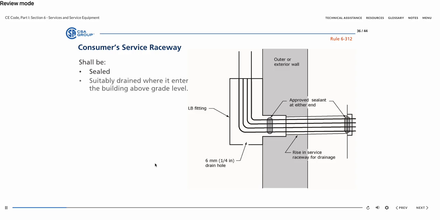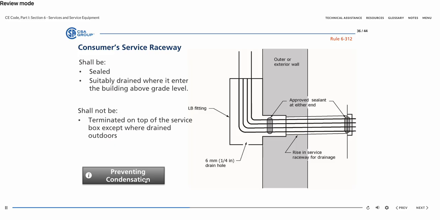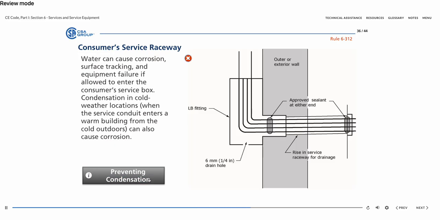Rule 6-312 covers requirements for draining consumer service raceways. Water can cause corrosion, surface tracking, and equipment failure if allowed to enter the consumer's service box. Condensation in cold weather locations, when the service conduit enters a warm building from the cold outdoors, can also cause corrosion. The figure shows a drain hole drilled in a PVC LB fitting for drainage and an approved sealant that will not damage the insulation on the conductors inserted into the service conduit to prevent condensation from forming when the cold air outside the building enters it through the conduit.